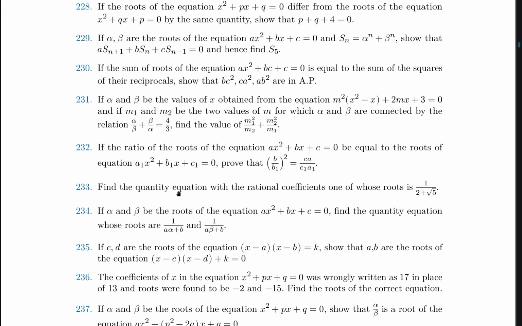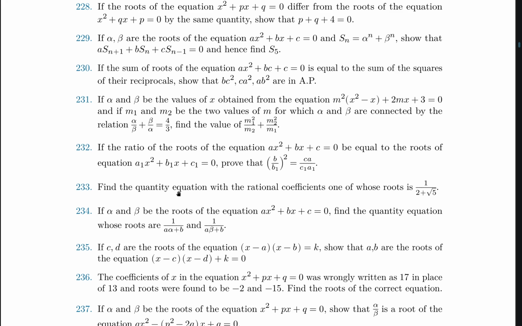So alpha plus beta is root 5 cancelled, minus 2 minus 2 minus 4, and you multiply them, you get 4 minus 5, that is minus 1. So the quadratic equation would be x square plus 4x minus 1 is equal to 0, because this is how you write a quadratic equation whose roots are alpha beta. Now we move on to question 234.